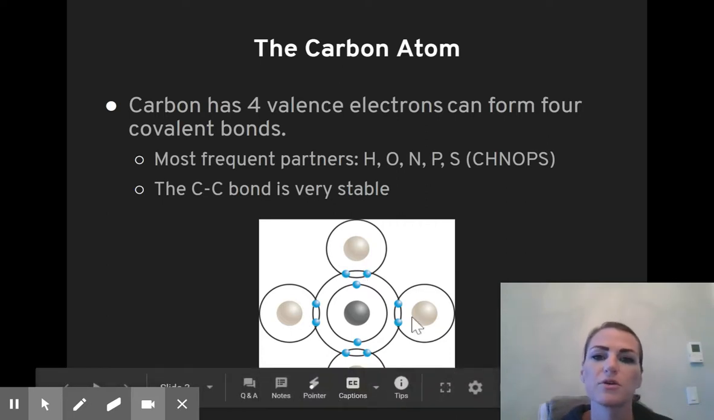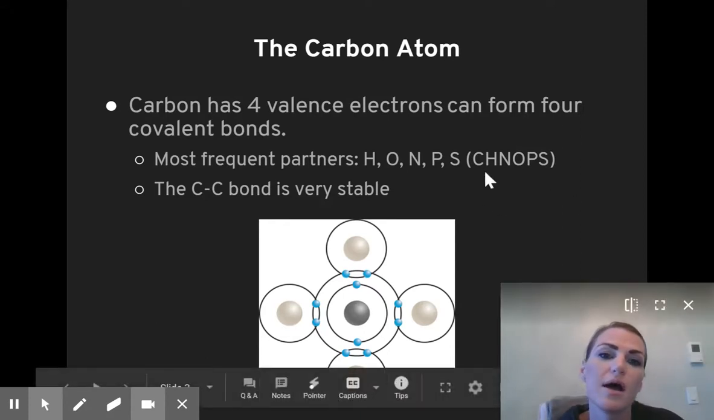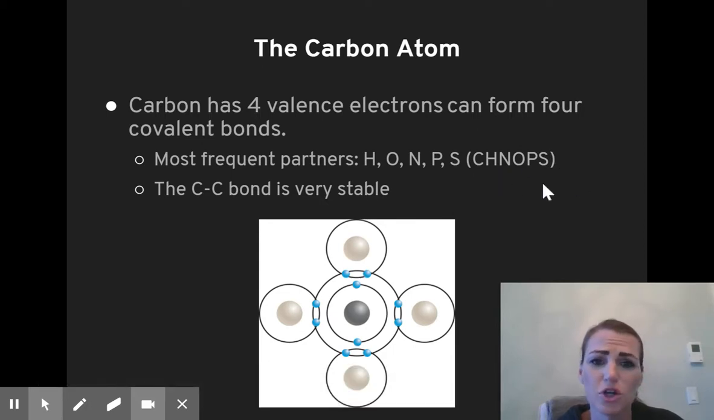And the most frequent partners are going to be hydrogen, oxygen, nitrogen, phosphorus, and sulfur. And if you remember back to chapter 1, we had this little word that we remembered, schnapps or schnopes, however you want to say it, but these are going to be the essential elements for life. And so as you can see from this, carbon is a huge player in all of the molecules required for life. So it's going to be the basis for those partnerships with the other atoms. The carbon bond is very stable, and that's kind of what gives it the name the carbon backbone. We're going to talk more about that in a little bit.